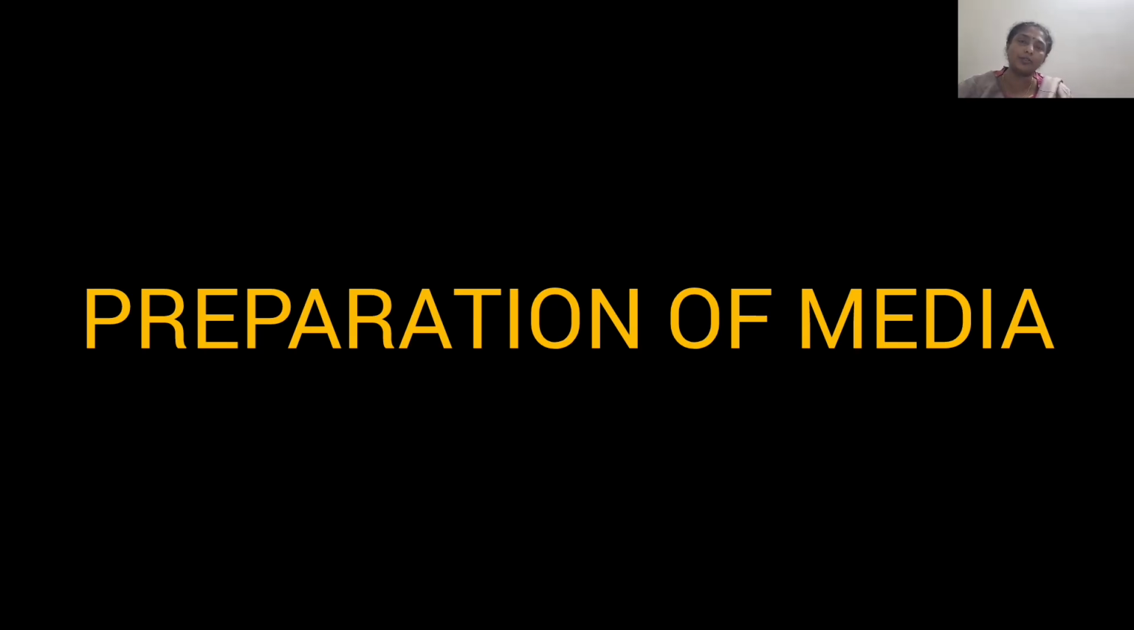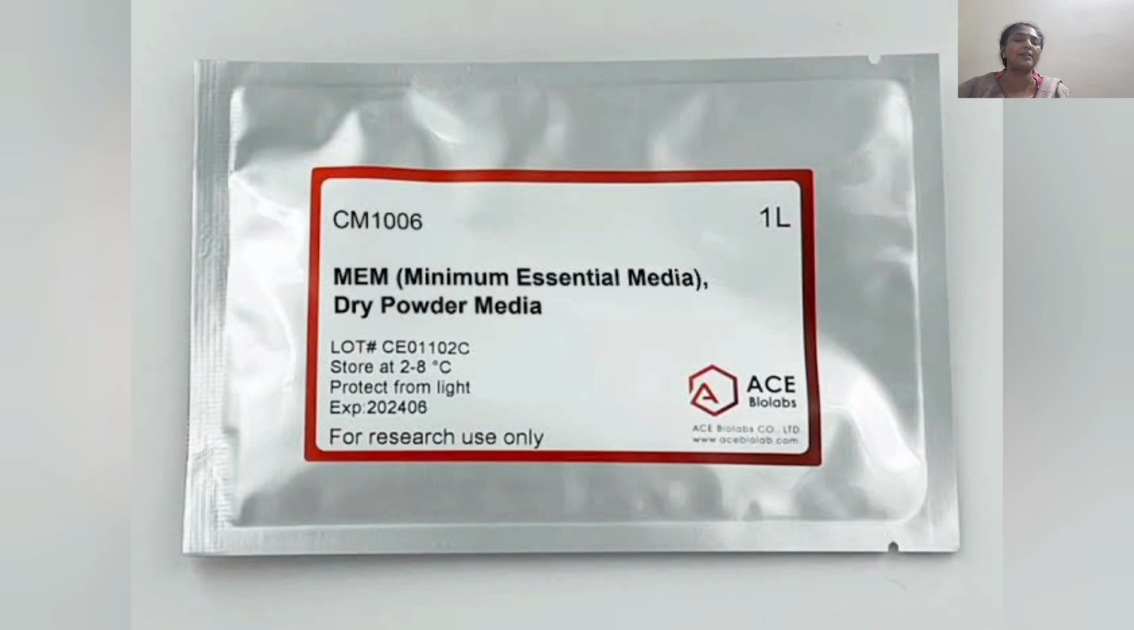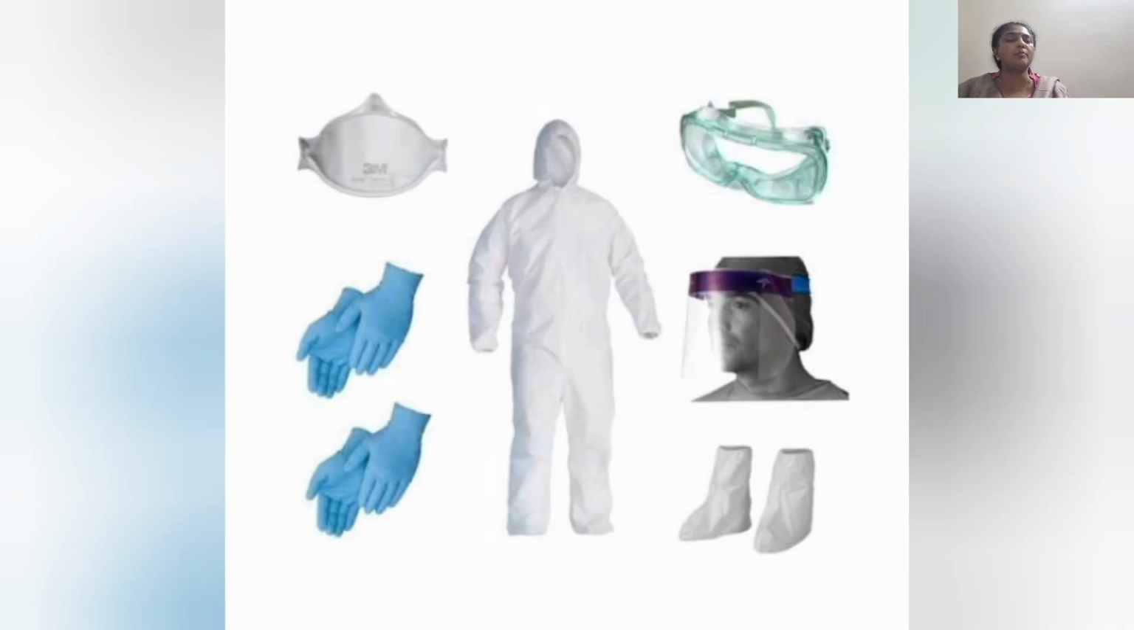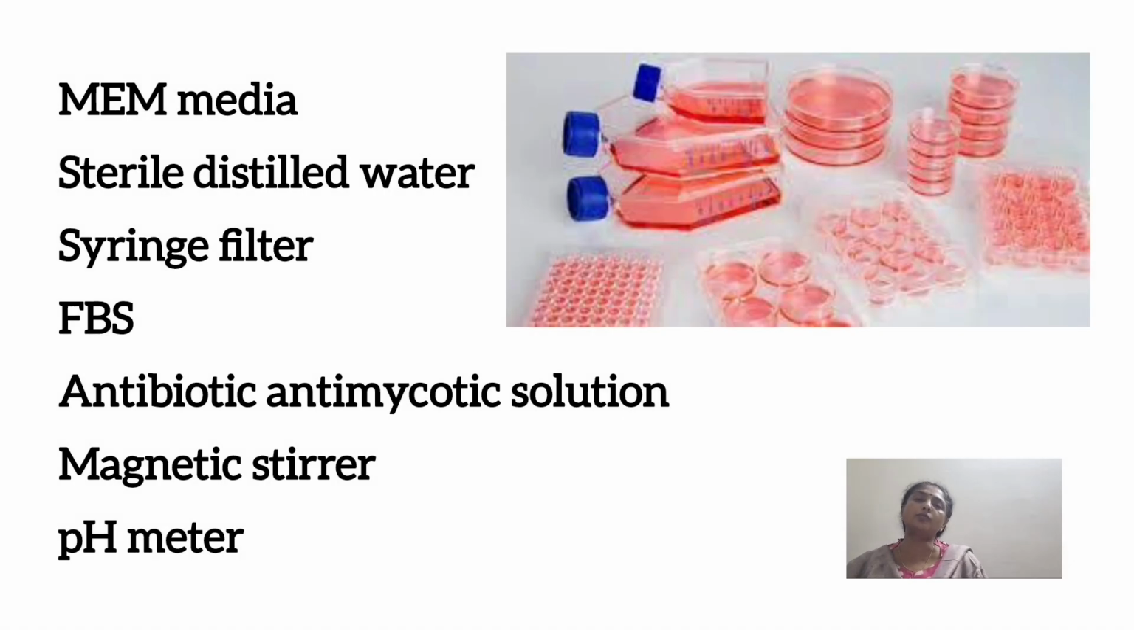Now we are going to demonstrate the step-by-step process of media preparation. We are going to prepare minimum essential media, and the powder has been commercially purchased. First of all, the biosafety cabinet has to be sterilized by UV for about 45 minutes before use. The person who is performing the experiment should make sure that he is wearing personal protective equipment. We should always make sure that we use sterile double distilled water.